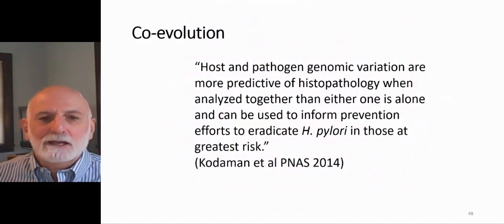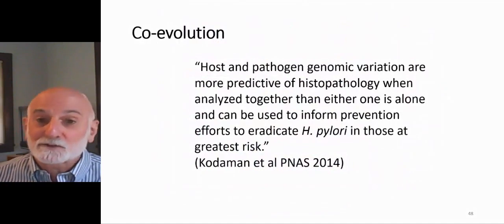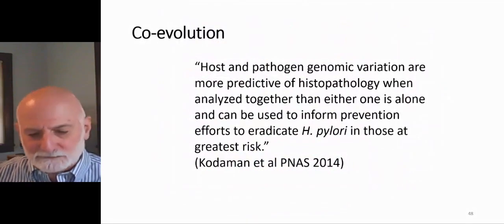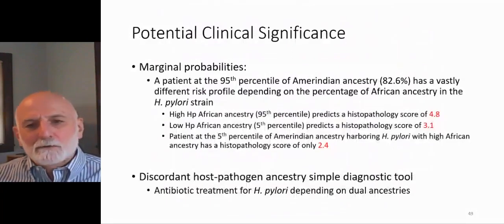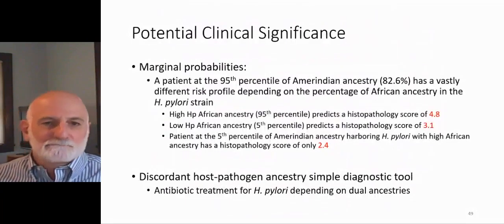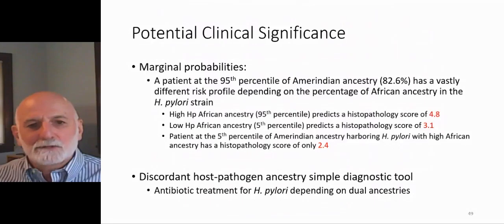It's being driven by being infected with the wrong strain, or being infected with a strain to which your genome is adapted. Now, does this have clinical relevance? Remember, more than 50% of the people in the world are infected, so why don't we just go and treat everybody? The point is, can we figure out who's most likely to need treatment?